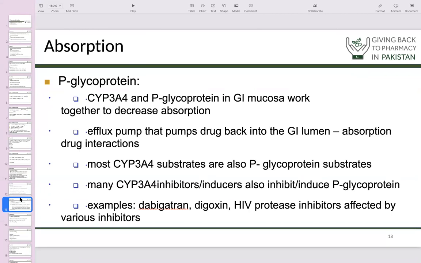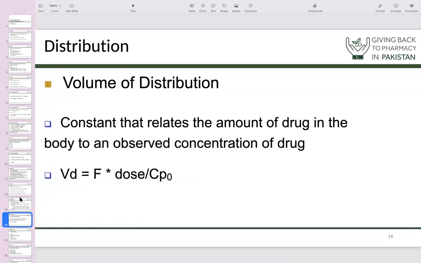Most CYP3A4 substrates are also P-glycoprotein substrates. So if the drug is metabolized through the CYP3A4 enzyme, they are mostly bound to P-glycoprotein, and they are also their substrate. Many CYP3A4 inhibitors and inducers, like cimetidine, which is a CYP3A4 inducer, also induce P-glycoprotein, and the drugs which are CYP3A4 inhibitors also inhibit the P-glycoprotein. Examples are dabigatran, digoxin, and HIV protease inhibitors, which are affected by various inhibitors. So the drug pumped back into the GI lumen is by the P-glycoprotein. Other medicines which induce or inhibit the CYP3A4 also induce or inhibit P-glycoprotein, affecting the concentration of these drugs: dabigatran, digoxin, HIV protease inhibitors.